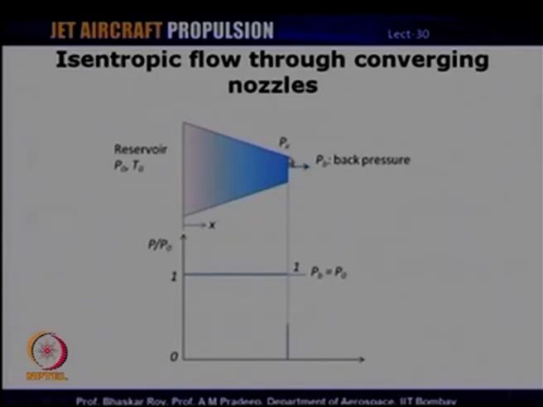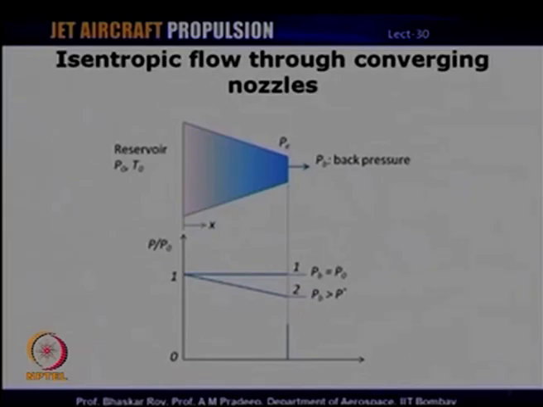The nozzle exit pressure is denoted by P subscript E or PE. Let us look at the ratio P by P naught, that is pressure at any instant versus the reservoir pressure, for any value of back pressure. The first instance is if back pressure is equal to the reservoir pressure, what happens? Well, if the pressure at both ends are same, obviously there is no flow taking place across the nozzle. So, there will not be any flow. Let us see what happens if we decrease the back pressure.